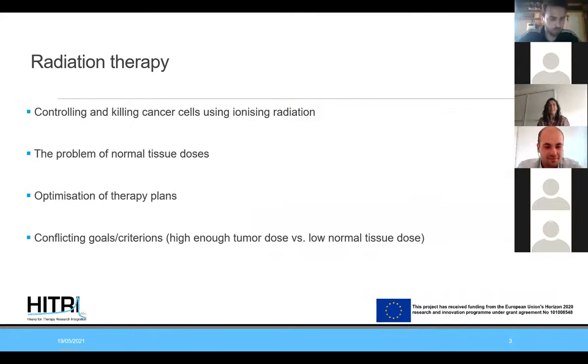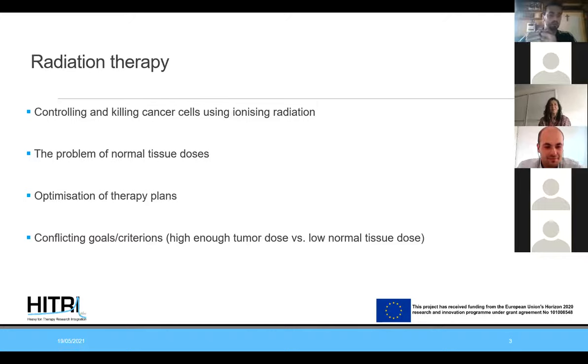So before everything, we all know what radiation therapy is all about. It's about controlling and killing the cancer cells by using ionizing radiation. And the whole point is to deliver a prescribed dose to the tumor that is located inside the patient's body and to spare the normal tissue as much as possible. So the main underlying problem of radiation therapy is the normal tissue doses. Because we want to keep the normal tissue dose zero and the dose to the tumor as it is prescribed. But since it is impossible to keep the normal tissue dose zero, the next step is to keep it as low as reasonably possible.